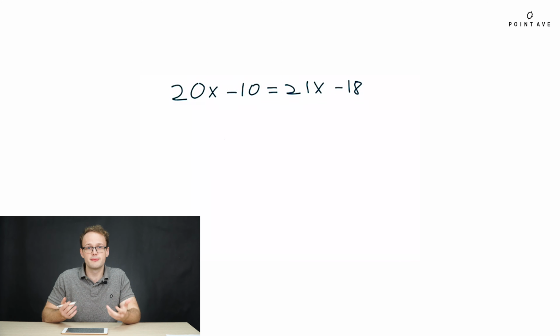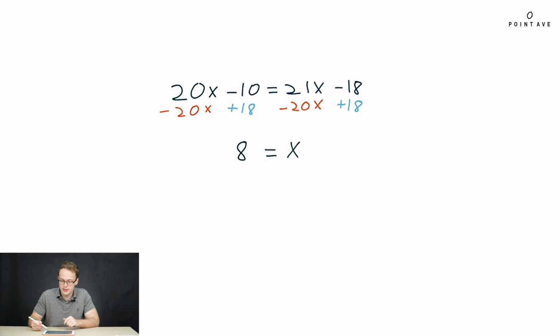To get to the end of the problem, it's as simple as combining like terms on each side and then simplifying to get down to x. We see that done here. We add over the 18, we subtract over the 20x, and then once we simplify, it becomes this very nice and simple solution with x equal to 8. Hooray, we found our solution.